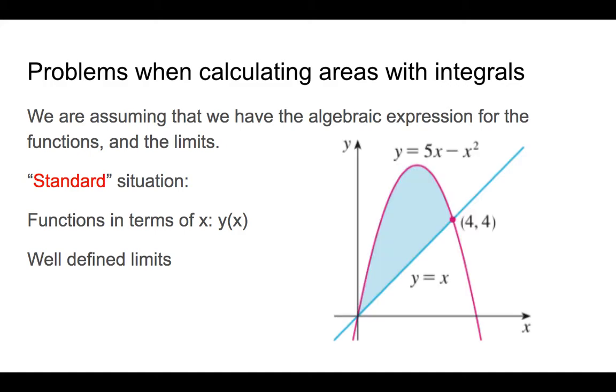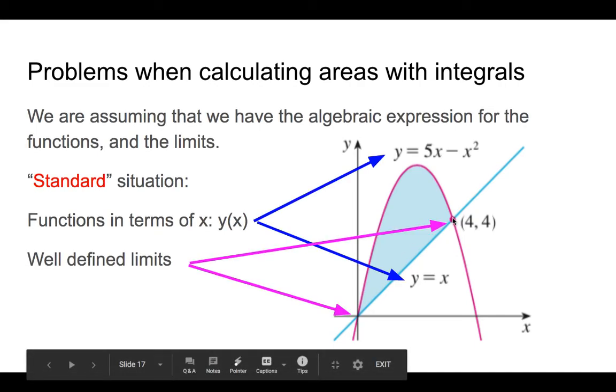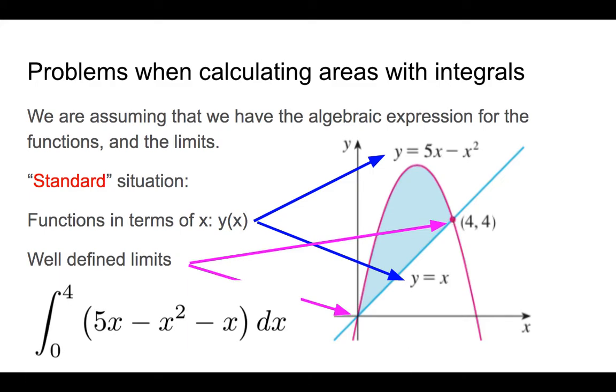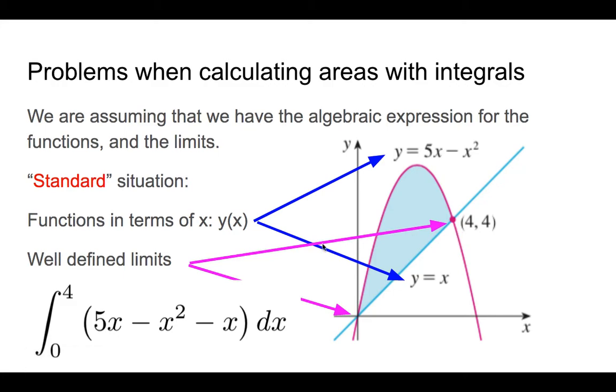Graphically, it looks like this. You have two functions, you have the algebraic expression for these functions, and you have the limits. You know that the region that you want to calculate the area of is enclosed between these two functions and in these two limits. So you just have to set up the integral like this. In this case, it's going to be a definite integral from the limit 0 to the limit 4. And remember that these functions are given in terms of x. The integral is formed with dx, and the limits run on x. Okay, so the first limit on x is 0, the second limit on x is 4, and that's it.